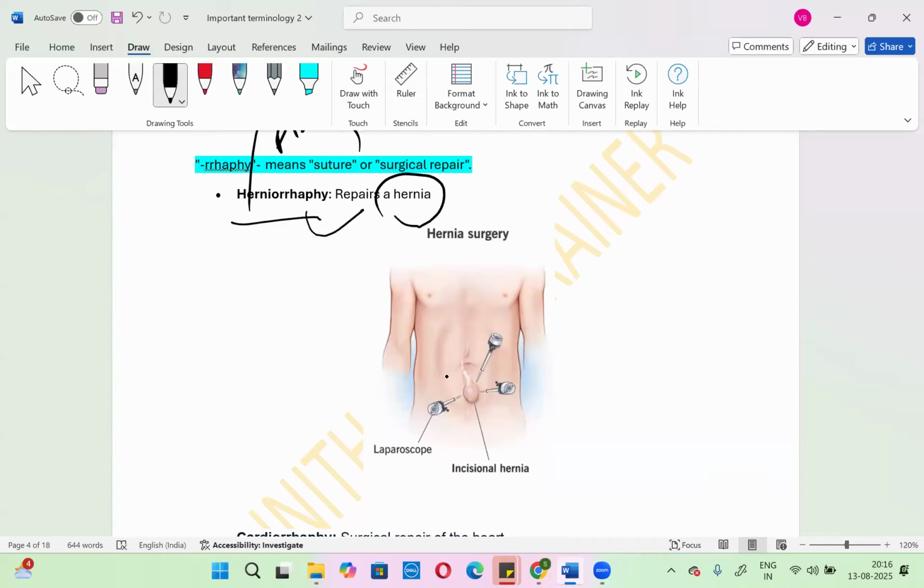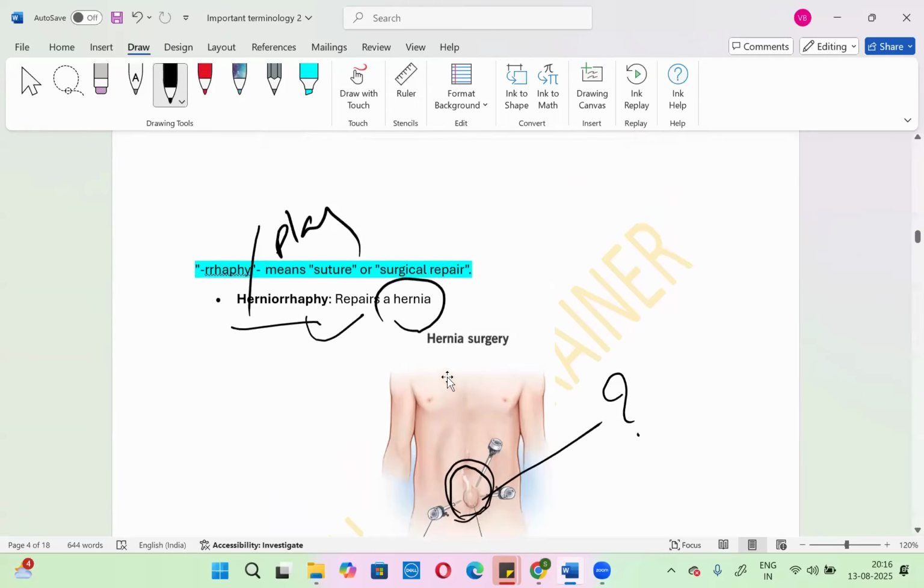Now here, what is hernia? Hernia is nothing but a bulging we can see in the body. Why will this hernia occur? Because of the weakness of the muscle wall at this particular area. So it will cause the hernia. Okay. So the provider will do the repair of this hernia, which we will call herniorrhaphy.